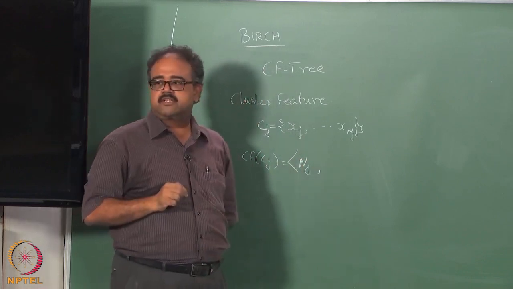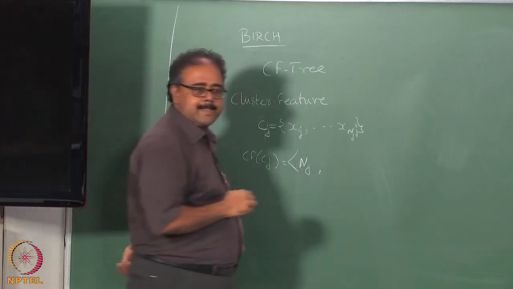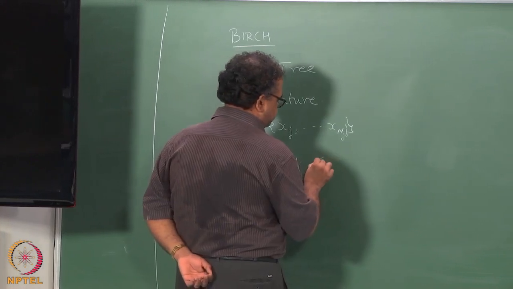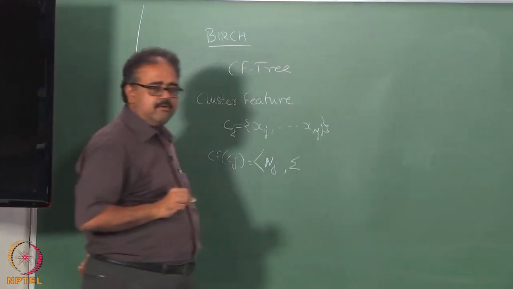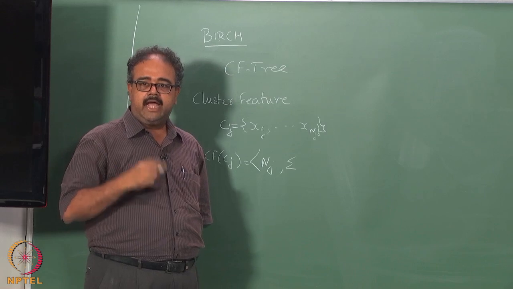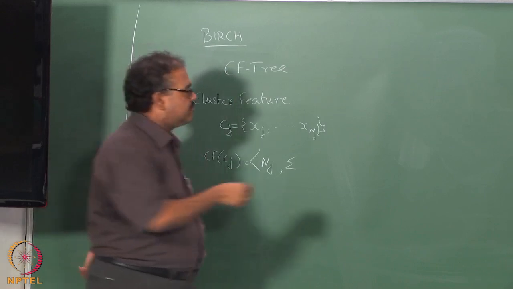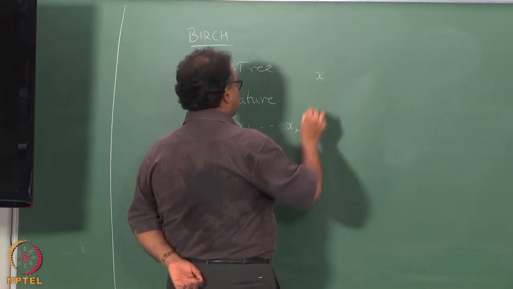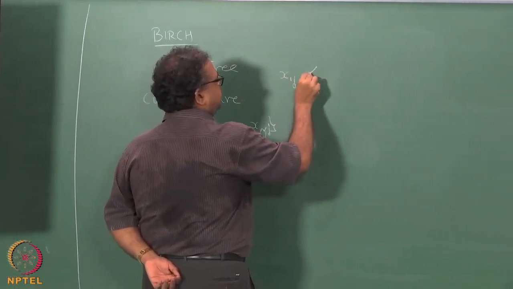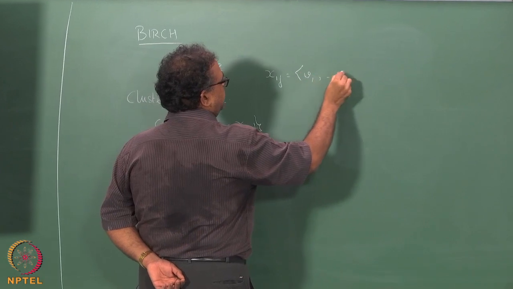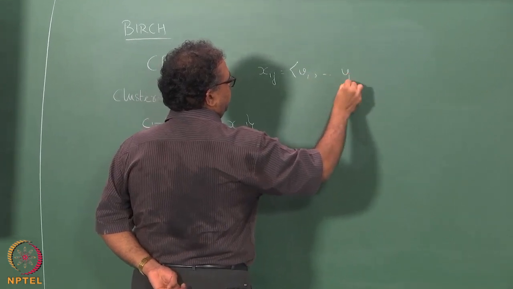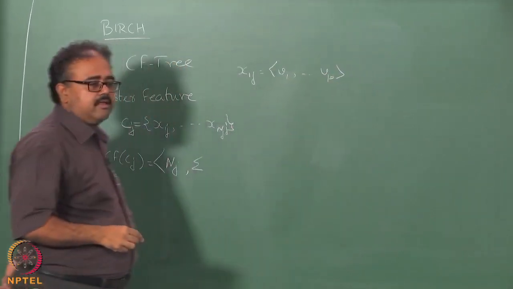So the clustering feature corresponding to cluster J will be the number of points in the cluster, and the sum of the individual coordinates of the data points. Suppose my x1j consists of some V1 up till Vp.